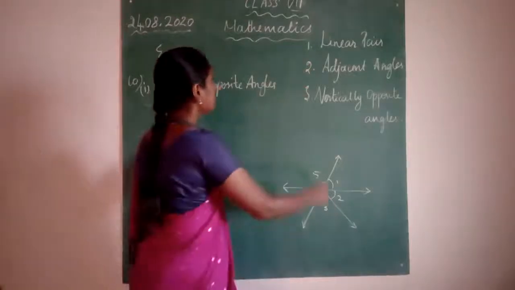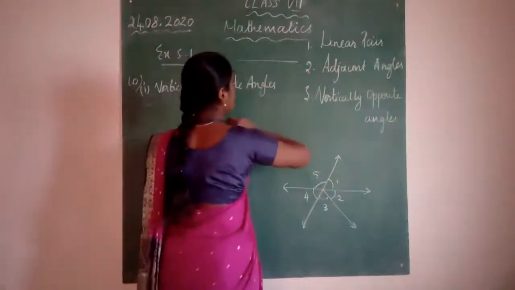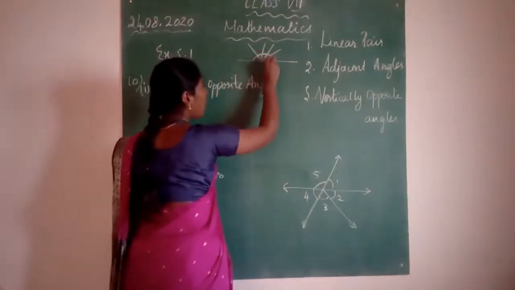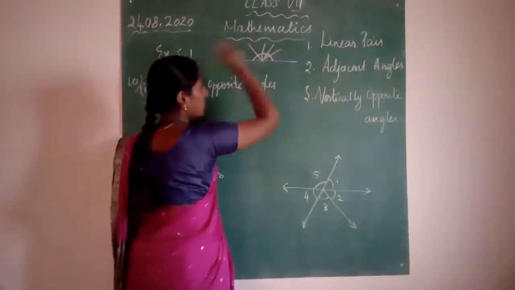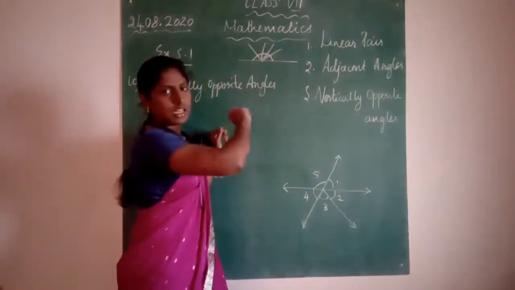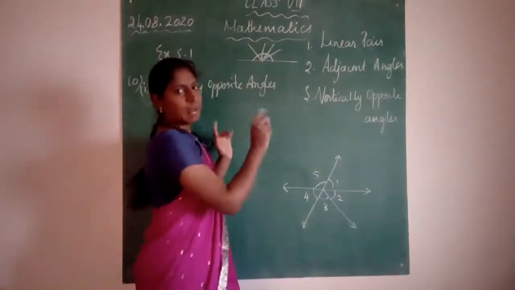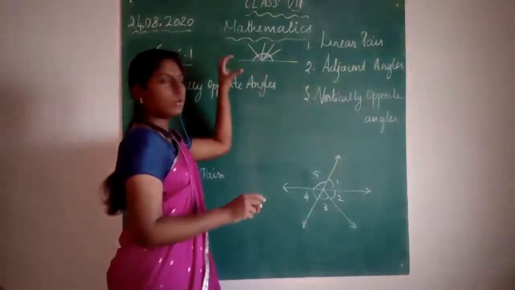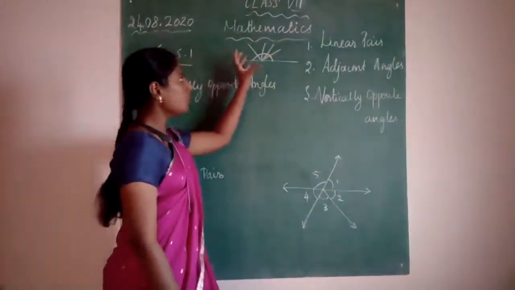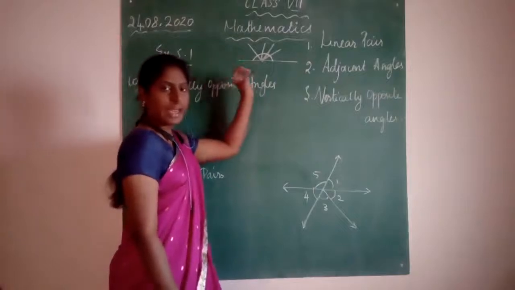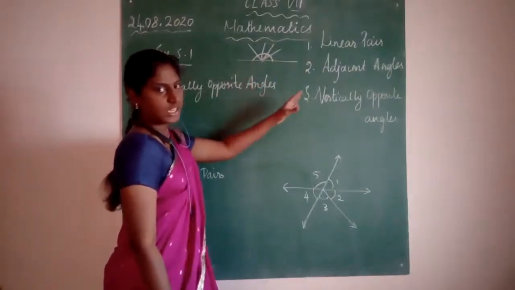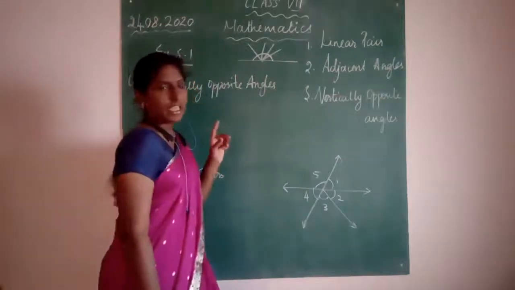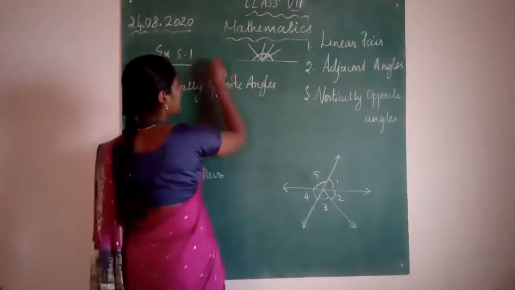If you have a straight line, and if you have any angles, and the sum of all angles is 180 degrees, then it is known as a linear pair. Linear means straight line. Pair means together, as a group. So when a group of angles is added, the sum will be equal to 180 degrees, and that is known as a linear pair.